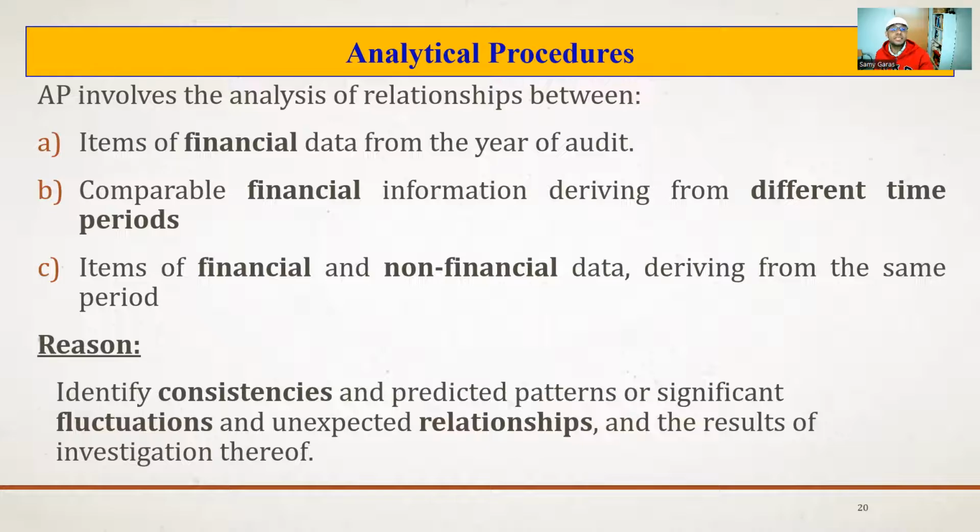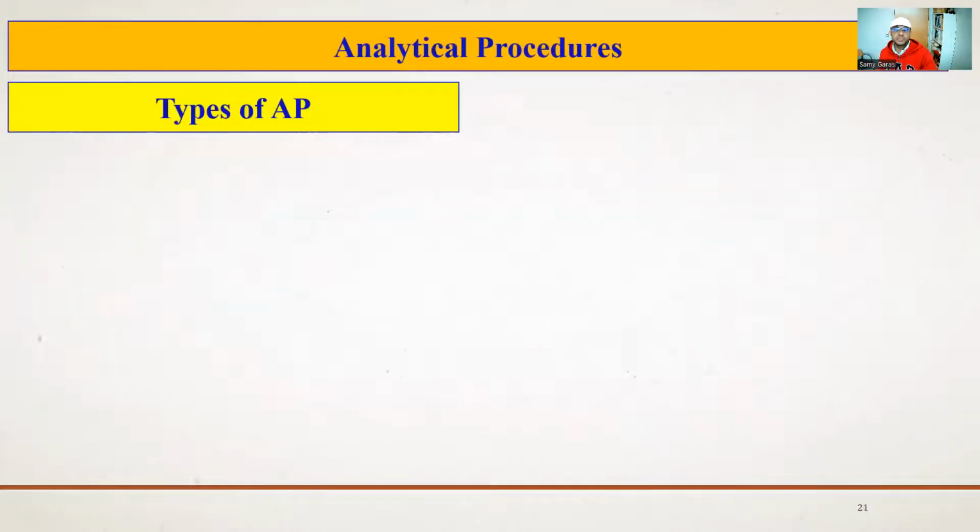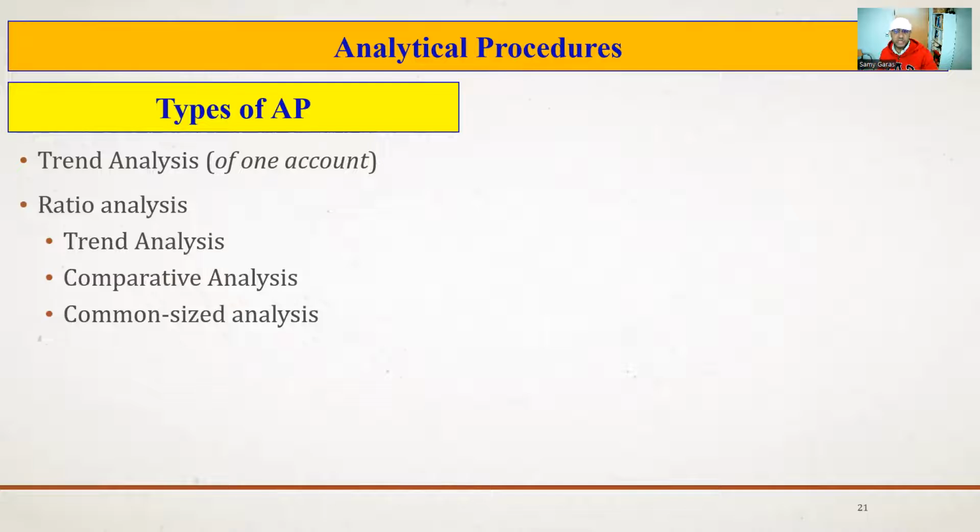We need to identify inconsistency that might happen between the periods. And this will help us to predict the pattern or the significant fluctuations in the numbers, and we will be able to identify any fraudulent act that might happen. The analytical procedures are more comprehensive and they really provide better results than the other tests. The analytical procedures will cover trend analysis and ratio analysis.